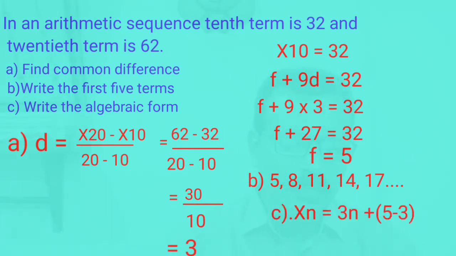Now coming on to the third one. The algebraic form is xn is equal to dn plus f minus d, which is 3n plus 5 minus 3, that is equal to 3n plus 2.